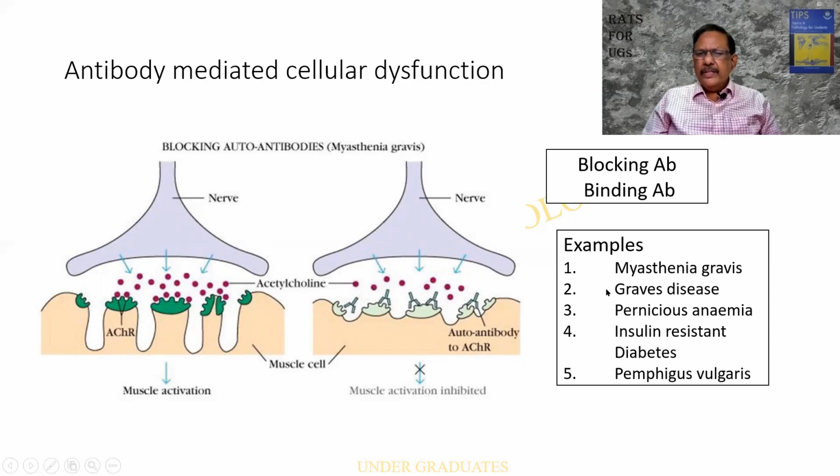The other conditions with this are Graves' disease, pernicious anemia. Go to my class on pernicious anemia. I would have explained the different types of antibodies. This by itself is a university essay question. Diabetes is a university question. Again, I would have explained. Pemphigus vulgaris. Please make a list of this, memorize it. It is worth its weight in gold.